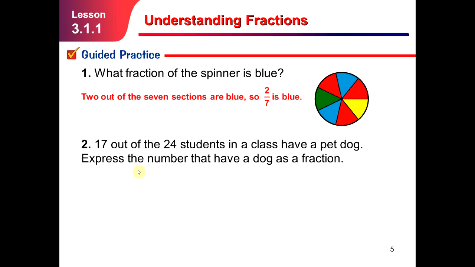Next, we have 24 students in the class. That will be our denominator. That's the whole, the total number of students in the class. They want to know how many have a pet dog. It says 17 of them do, so that's the part of the whole. That will be our numerator, 17 over 24.